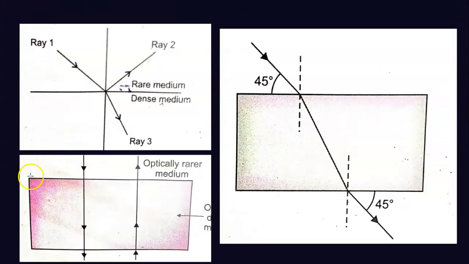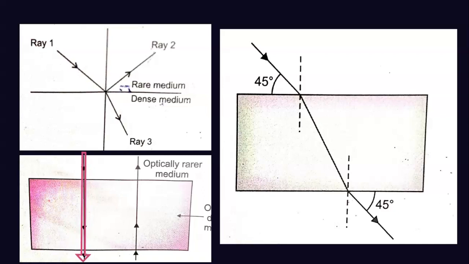Also, consider the diagram on the left hand side bottom. If we talk about a ray of light that is coming straight, it is making an angle of 90 degrees with the glass slab. This kind of incidence is known as normal incidence. In the case of normal incidence, the ray of light does not bend, although there is a change in the density of the two media, and the ray of light passes undeviated.